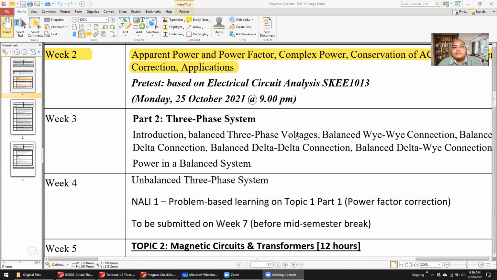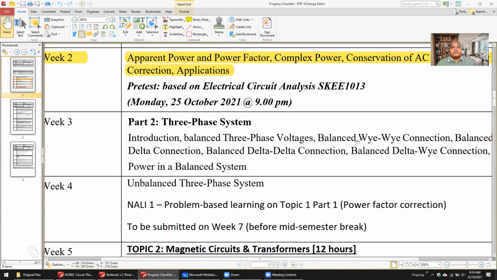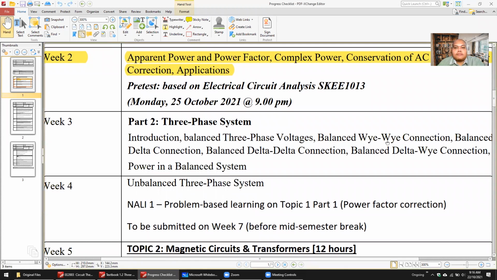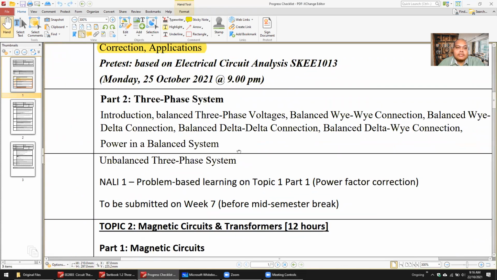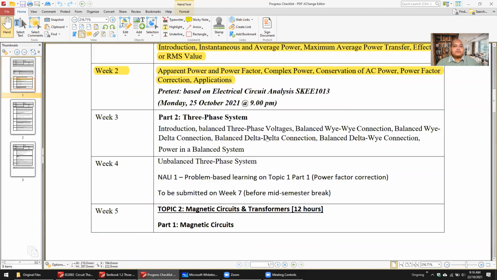Okay, so let me share screen. So here is week 3. We will start with introduction, balanced and unbalanced, and everything. Everything here we will discuss. So maybe I just go through some of it. So what is three-phase system?